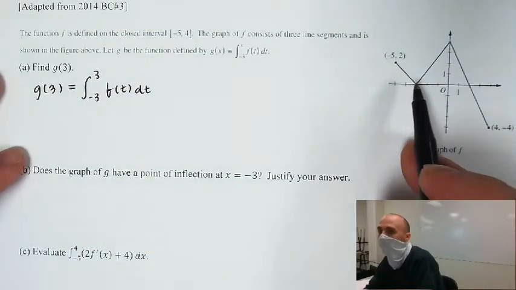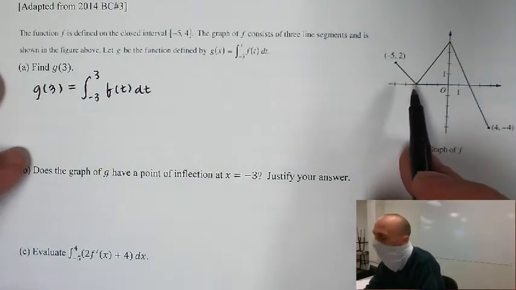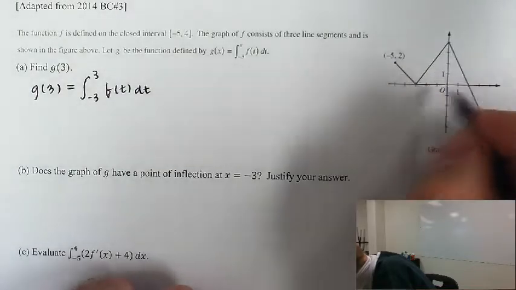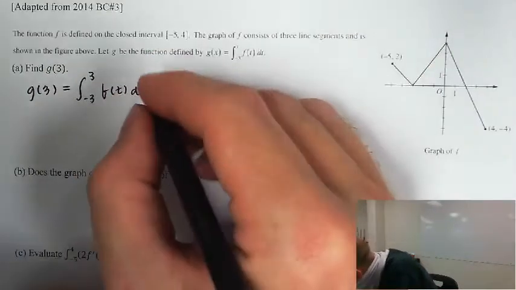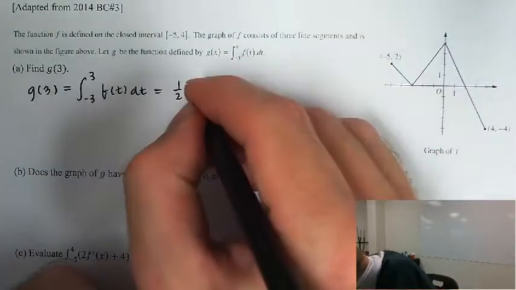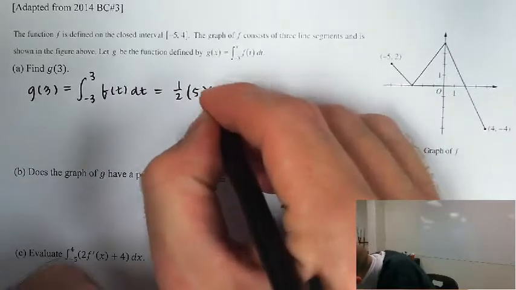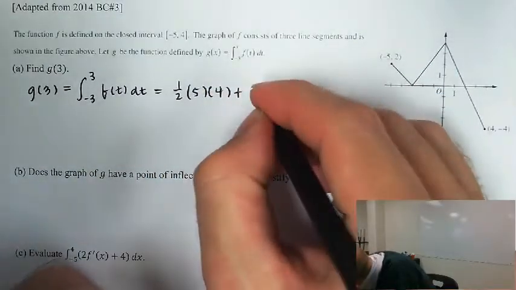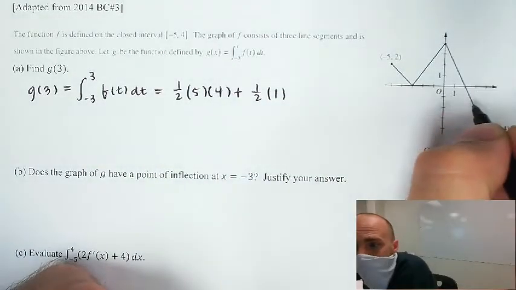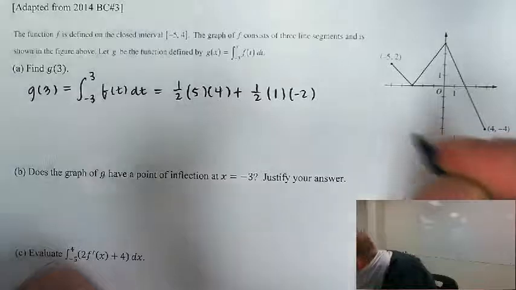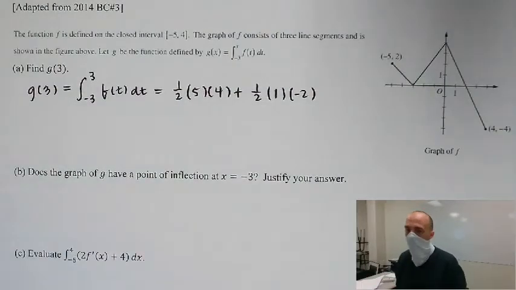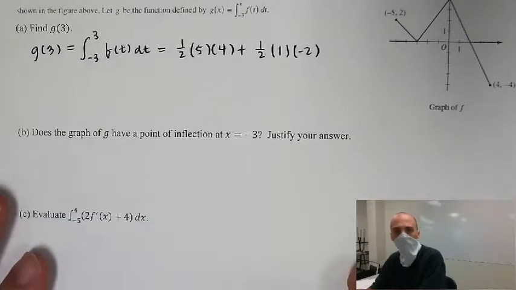From -3 to 3, this is -3, not here. That was another mistake I've made in the past. So it's equal to the sum of this whole triangle and this small triangle here. That's 1/2 times the base, which is 2, 3, 4, 5, and the height is 4, plus 1/2 times the base, 1 to go out to 3, and the height is -2. That's going to be an exact answer. I don't need to simplify. This is not calculator. It'd just be a waste of time to simplify. All right, I found g of 3.